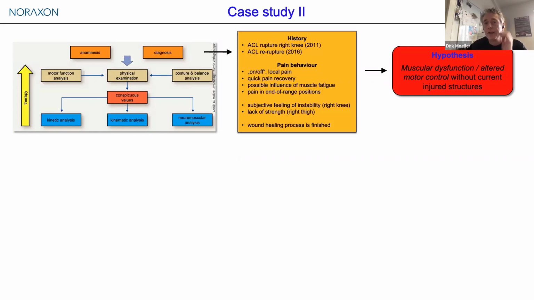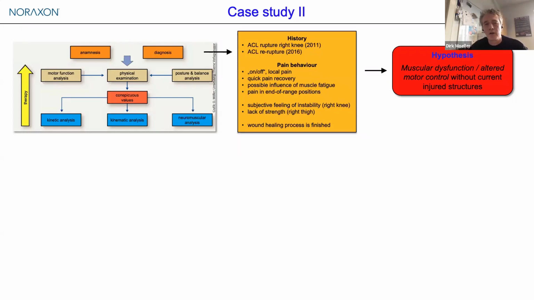Maybe it's a possible influence of muscle fatigue. This is possible due to the fact that the onset of pain takes 1 or 2 hours. So maybe it's a fatigue influence, a fatigue factor, and pain in the end of range positions. Here's a subjective feeling of instability in the right knee and a lack of strength in the right thigh.